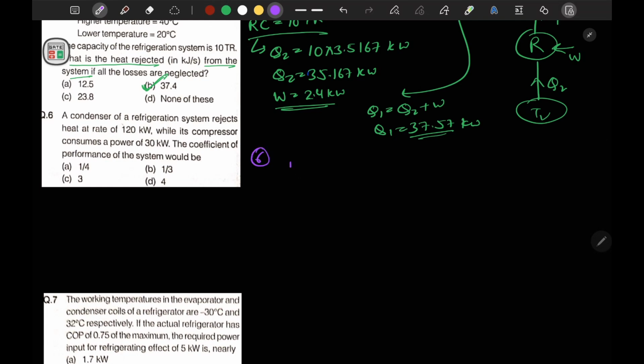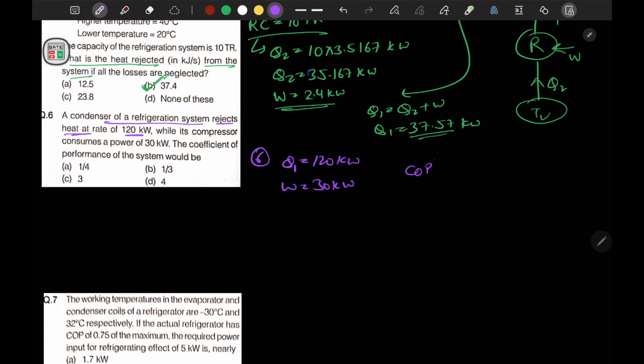Question number 6. So let's say this is our system. Or we can directly write it like this. It is mentioned that condenser of a refrigeration system rejects heat at the rate of 120. So in our case of refrigeration system, our condenser is represented by heat Q1. So Q1 is the heat rejected to surrounding, done with the help of condenser. So Q1 is given as 120 kilowatt, and compressor consumes the power of 30 kilowatt. Now it is asked the coefficient of performance of the system would be.